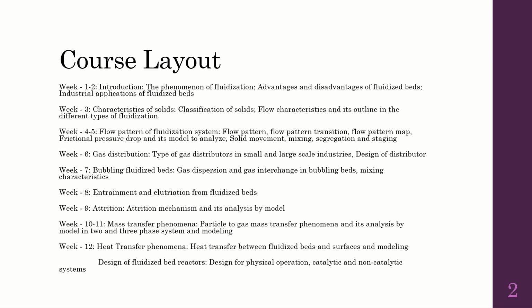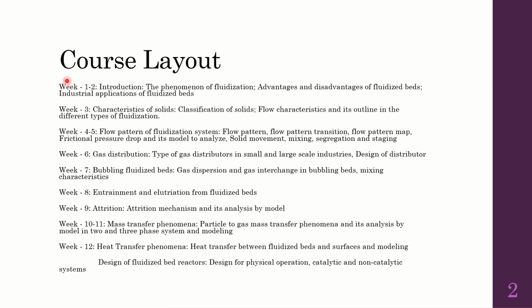So the course layout is as given here. This is just a repetition of what I have been saying all the weeks, to give a brief intro to whoever is joining as new. In the first week we saw what is fluidization, what are the advantages and disadvantages of fluidized bed, and what are all the applications.